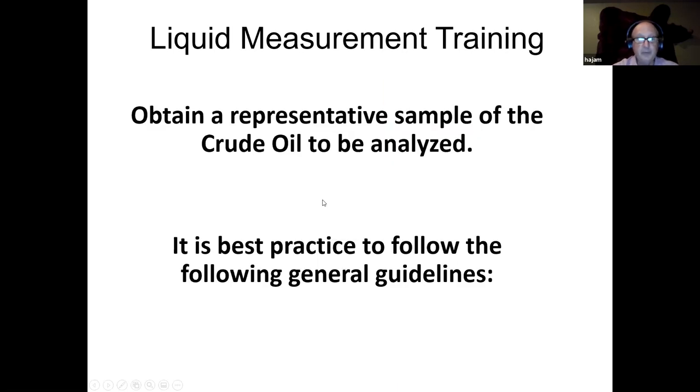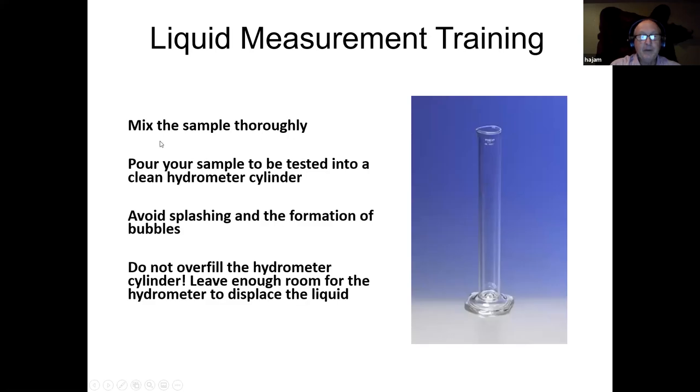Number one, you must obtain a representative sample of the crude oil to be analyzed. It must be representative, and that's done by virtue of taking good samples and mixing them thoroughly. And we'll talk about some of that later on in sampling and in tank gauging. It's best practice to follow the general guidelines. Mix the sample thoroughly. Pour your sample to be tested into the clean hydrometer cylinder. Avoid splashing and the formation of bubbles.